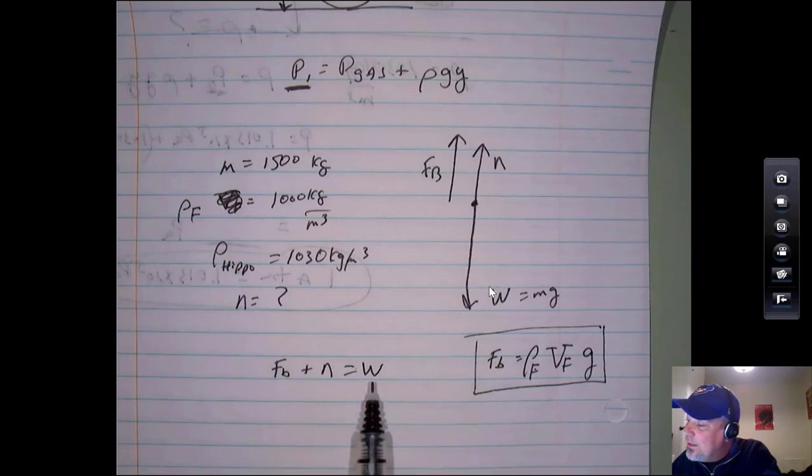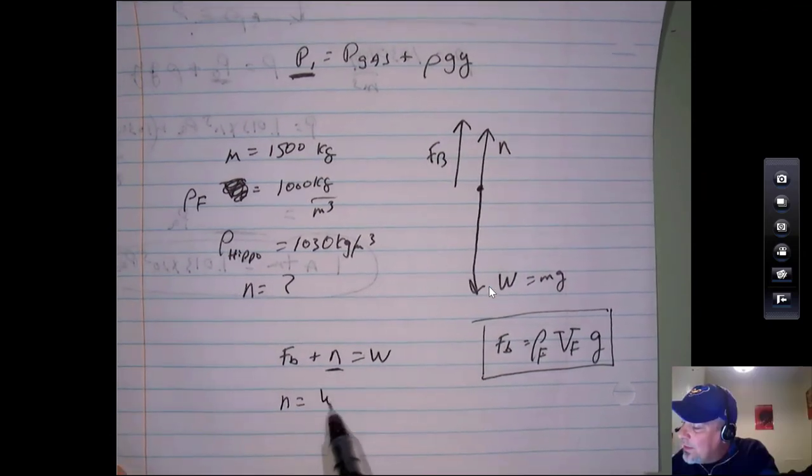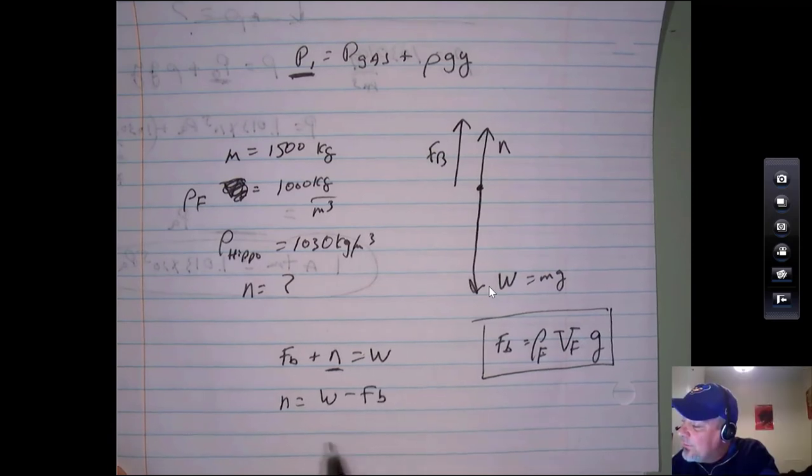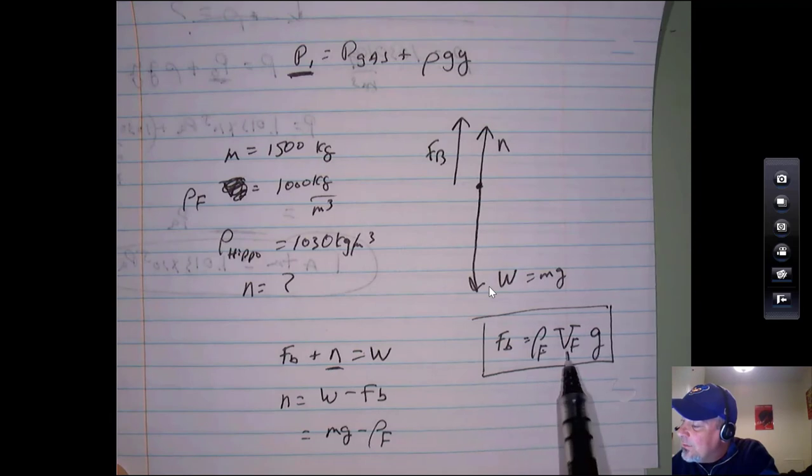Okay, so weight is mg. We're given the mass and we know what g is. This is what we're trying to figure out. Let me just do one more step of algebra before we move on. Normal force is weight minus buoyant force. So the weight would be mg. The buoyant force would be the density of the fluid times the volume of the fluid.